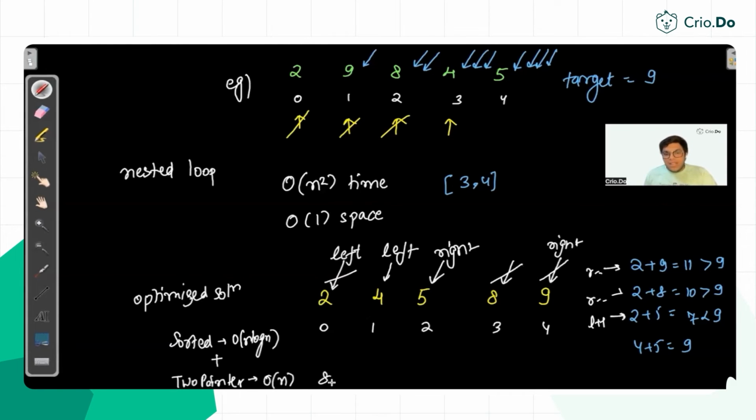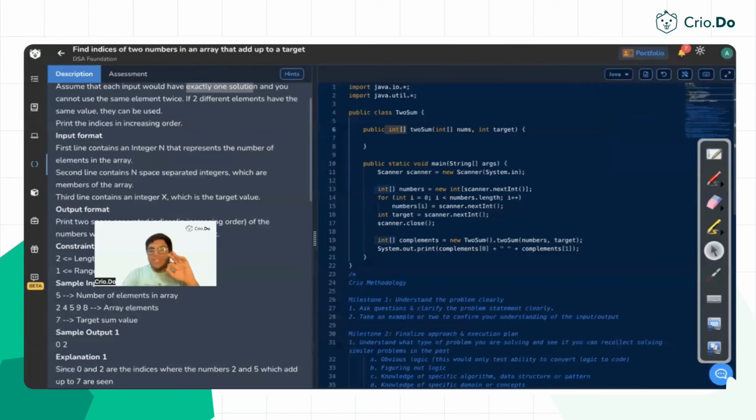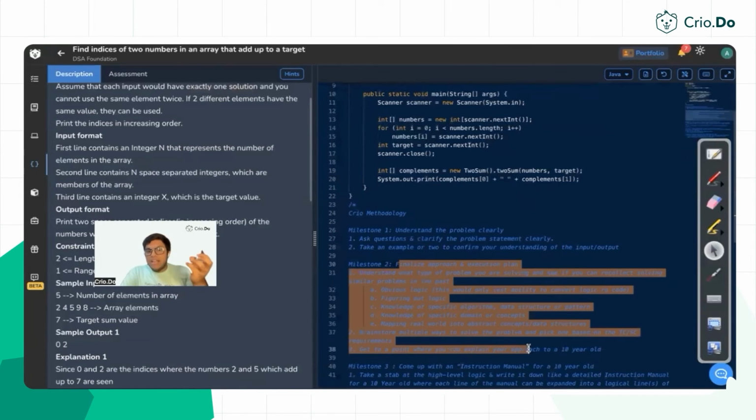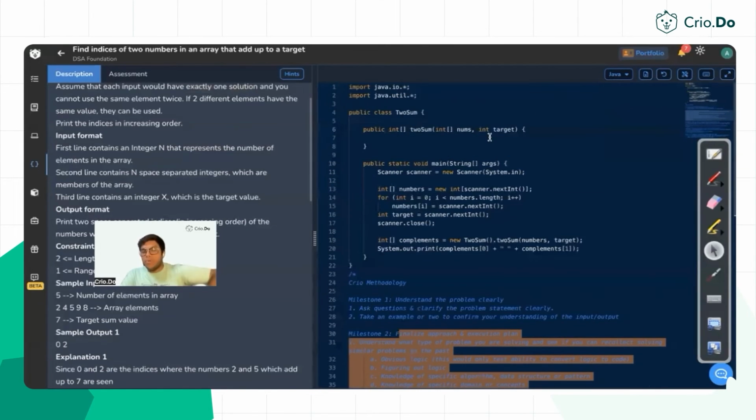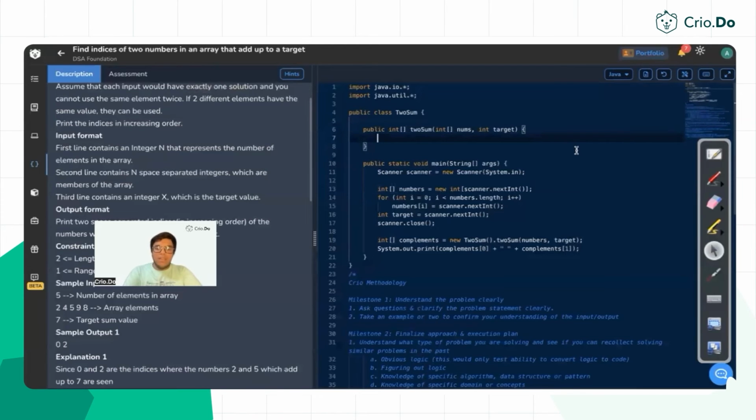What about space? Since we again only require two pointers, the space complexity will again be constant, no extra space required. But we are able to optimize the time at least. So what we are going to do now is we are going to write the instruction manual. We have discussed the second milestone, that is coming up with an approach. So what is the instruction manual going to be?